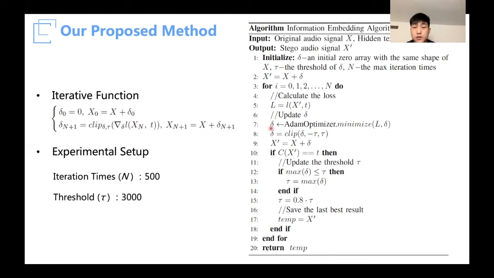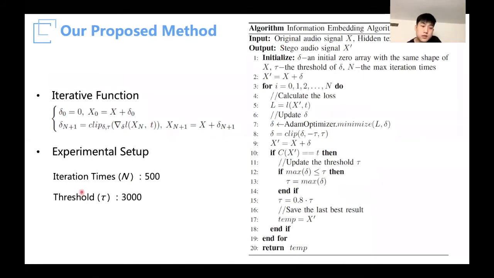After the delta is updated, we will apply a clip function to the delta with the threshold of tau. The tau is to keep the delta within the threshold, and then we will reduce the tau to make the delta smaller. And when it reaches the max iteration times n, we will output and return the last best result where the recognition of X prime equals T. And here is the iteration function, like the algorithm.